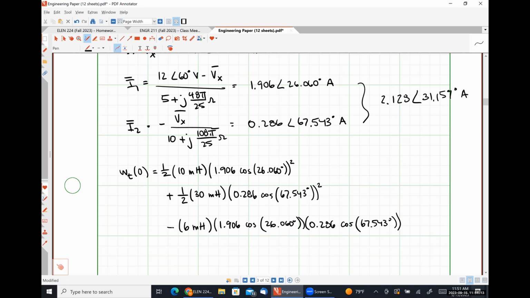Calculator time. All right, so 0.5 times 10 times 10 to the minus 3. 1.906 cosine 0.5, 30 times 10 to the minus 3, 0.286, sine 67.543. Punching stuff into my calculator too fast and making errors.